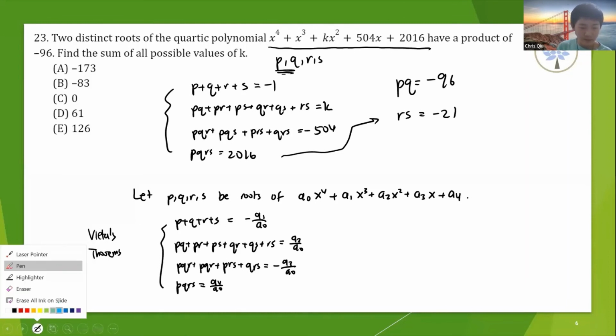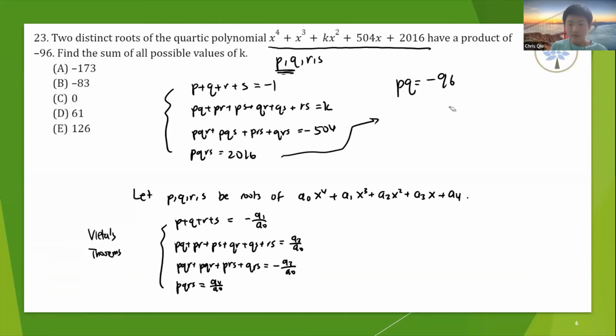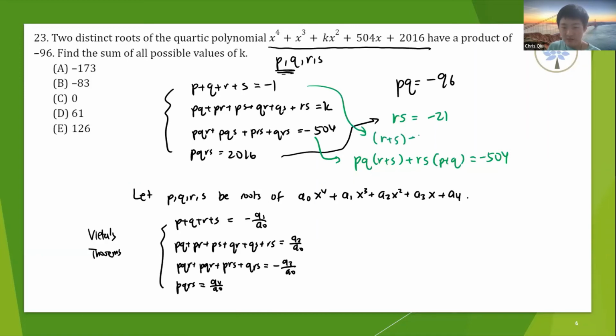Okay, so from these equations, we can find, first of all, that rs is equal to negative 21 by dividing this equation by this equation. Then we can rewrite the third equation as pq times (r + s) plus rs times (p + q) equals negative 504. And also, we can rewrite the first equation as r + s + p + q equals negative 1.